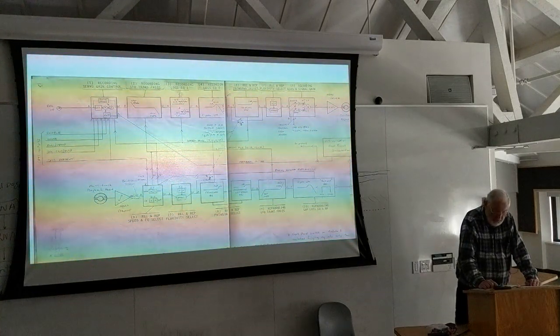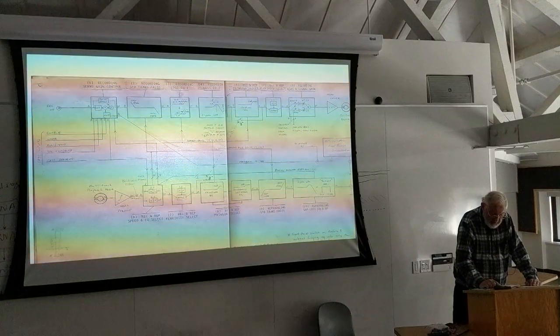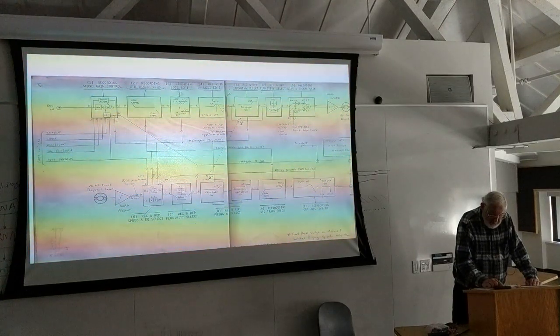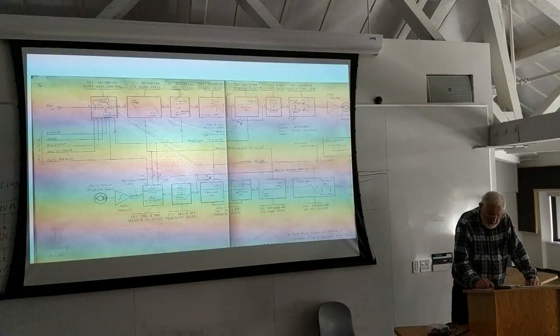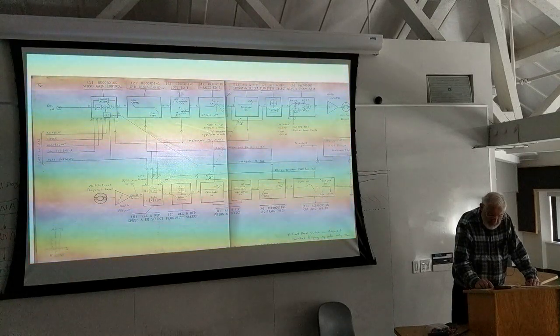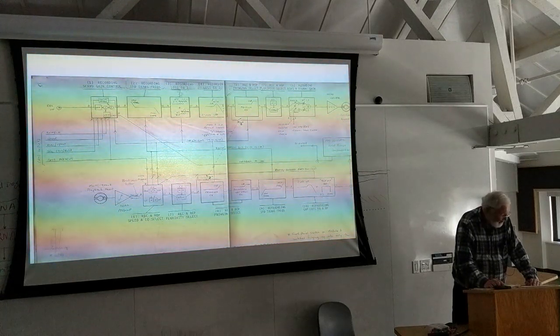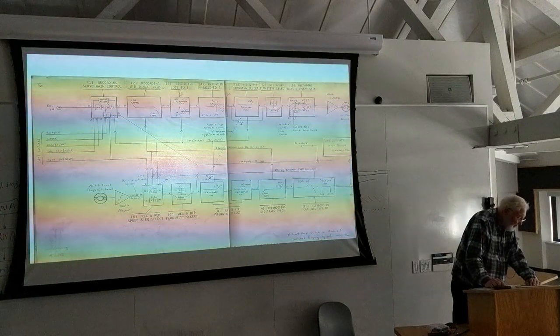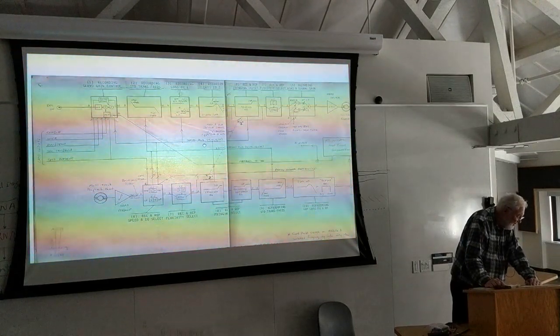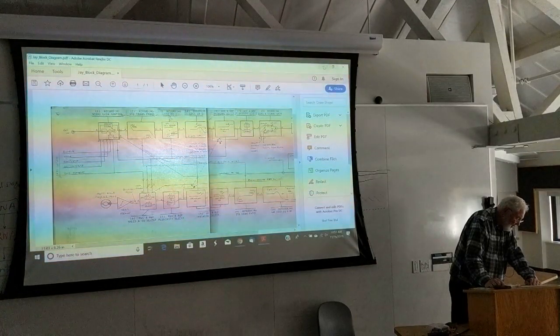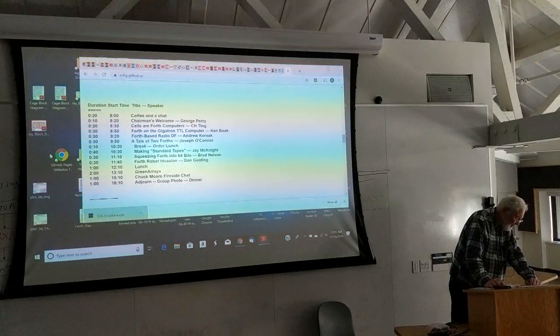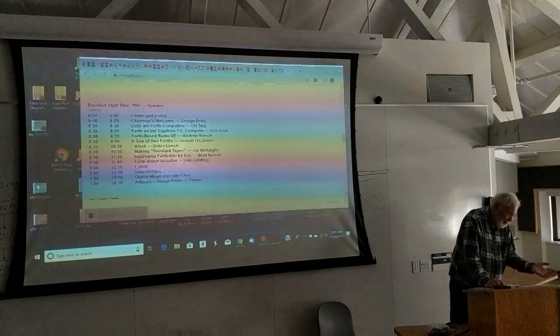We plot the output of the tape recorder signal on an HP 7475A graphic plotter. And look, can we see that? The graph. The graph, okay. And thanks to Kevin, who did my graphics for me.